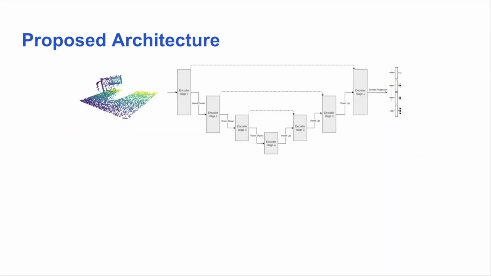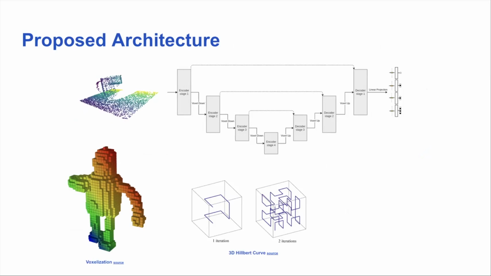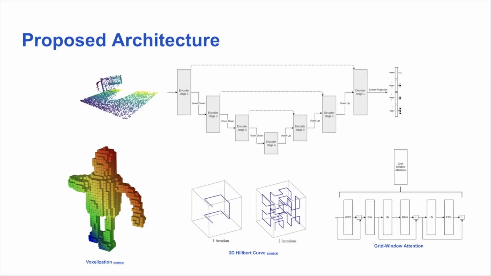So our proposed architecture replaces this PointNet++ backbone, and we achieve it through voxelization of the point clouds. We now have these small voxels as tokens for the transformer, and we arrange these voxels into a 1D sequence by means of a Hilbert curve, which is a space-filling curve. And we also have grid window attention for the encoder and decoder layers, which have a conditional cross positional encoding at the start, and then your regular pre-norm and multi-head attention and pre-norm and feed-forward networks.